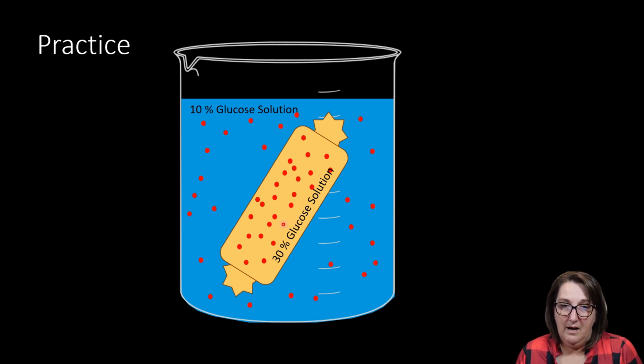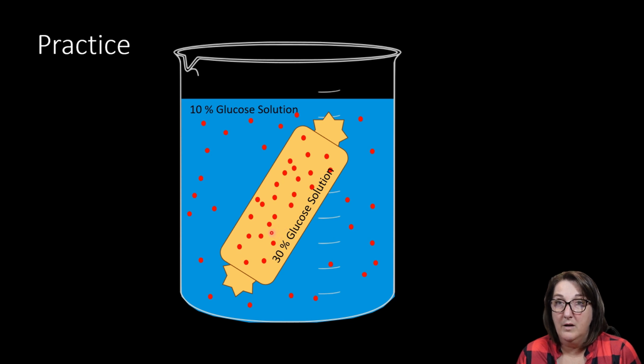If I was looking at osmosis, what direction is the water going to go? So I have a lot of sugar here. I have a little bit of glucose here. So where do I have more water? I have more water here. I have 90% water here. I have 70% water here.